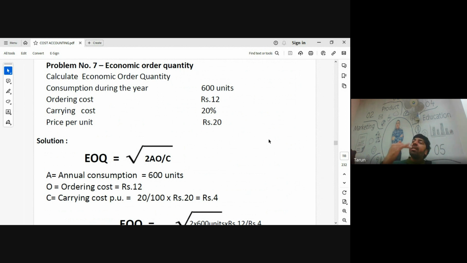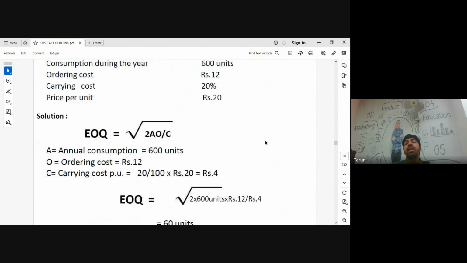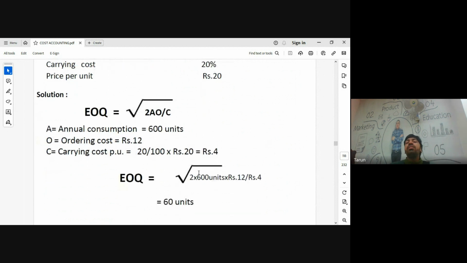So once you get all the information, your formula is already ready. Just put these values into the formula and you will get your answer. So 2 into A, 600 units, O is the ordering cost, 12, divided by C, that is the carrying cost per unit, 4. So 60 units is the economic order quantity.